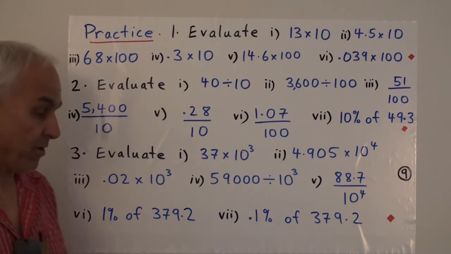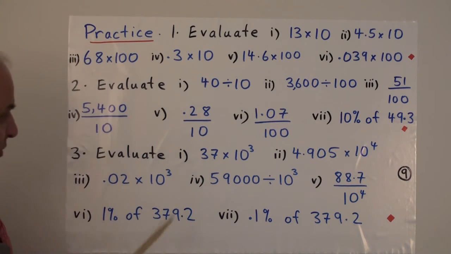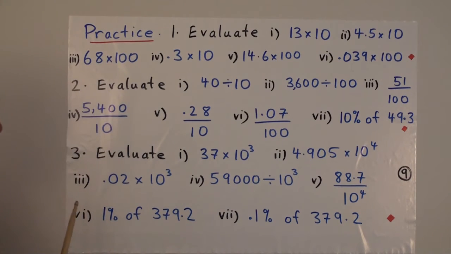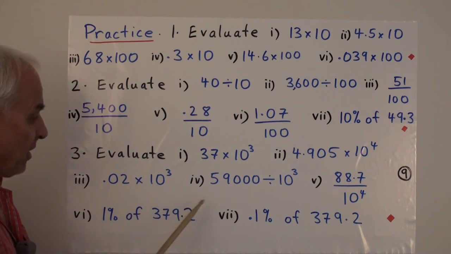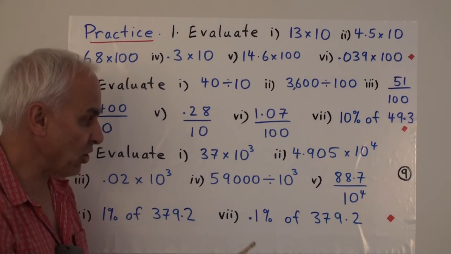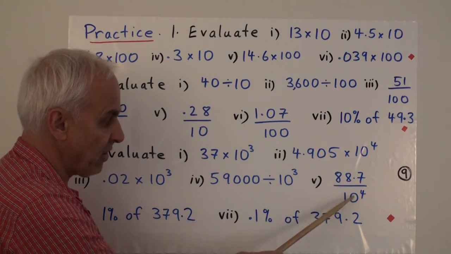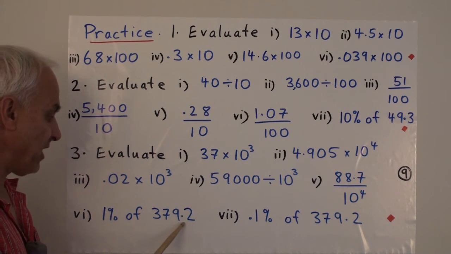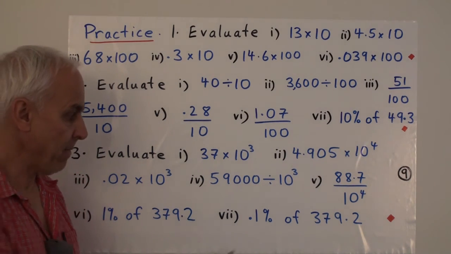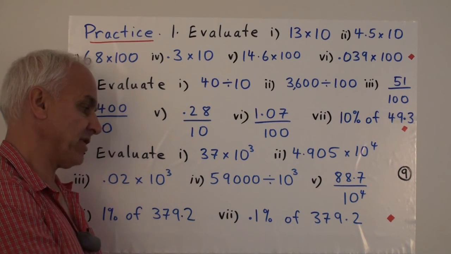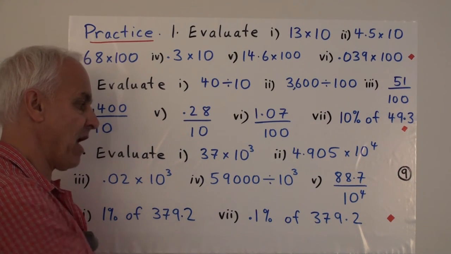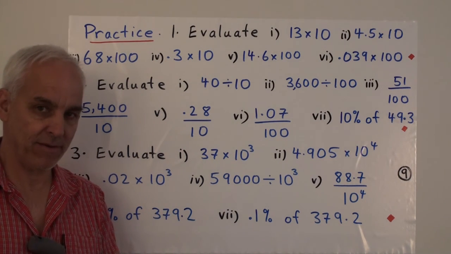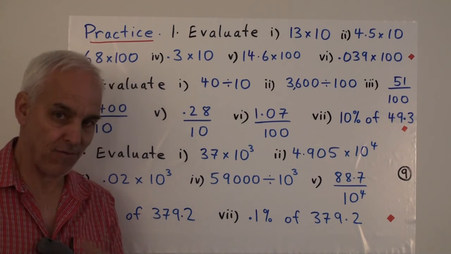And for our third problem, graduating to bigger numbers. So 37 times 10 cubed, 4.905 times 10 to the fourth, 0.02 times 10 cubed, 59,000 divided by 10 cubed, 88.7 over 10 to the fourth, 1% of 379.2, and maybe a little bit tricky, 0.1% of 379.2. So not 1%, but 0.1%, which is 1/10 of 1%.